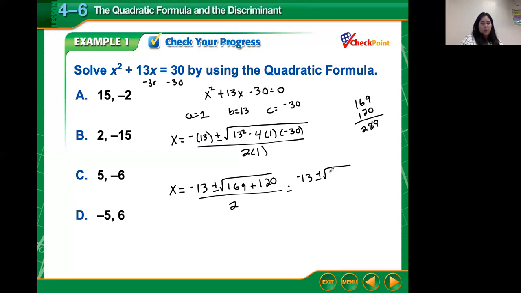Which also happens to be a perfect square, which is really nice. All over 2. 289 is the perfect square of 17 and negative 17. So negative 13 plus or minus 17 all over 2. So we're going to get 2 options. We're going to do negative 13 plus 17 over 2 and negative 13 minus 17 over 2.